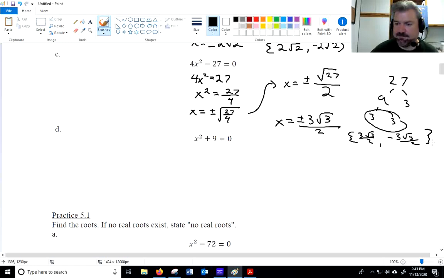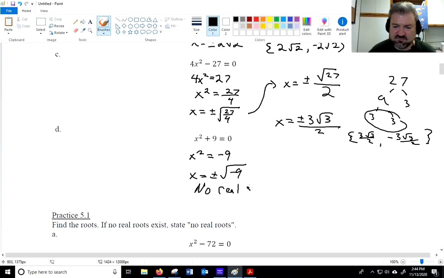All right, let's talk about x squared plus 9 is equal to 0. Well, let's isolate the x squared. Note that we couldn't solve this by factoring because this is not a difference of two squares. It'd have to be x squared minus 9, not x squared plus 9. Then I'll take the plus or minus square root of each side. But the square root of negative 9 is not a real number. So there's no real root or no real solution here. Either one we could say.